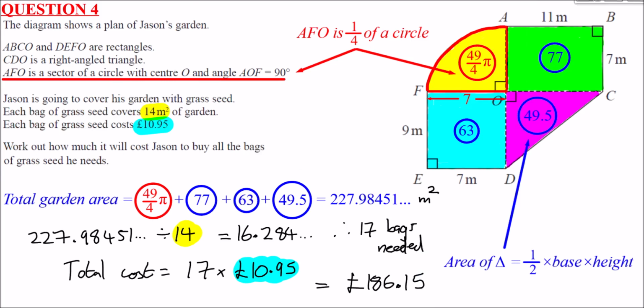So that's question 4 done. A fairly tricky question 4 because it's quite wordy. So well done if you've managed that one. £186.15.